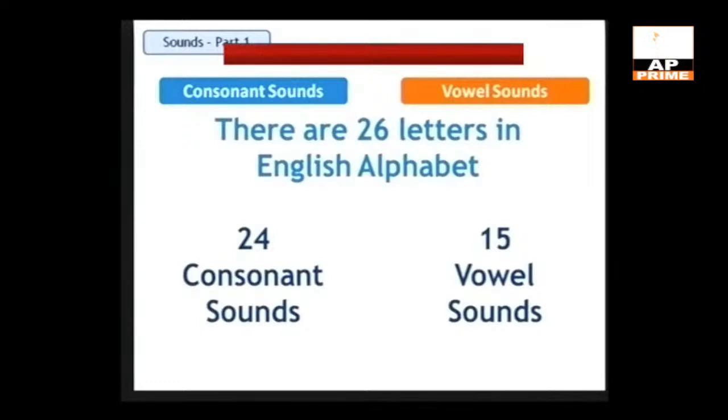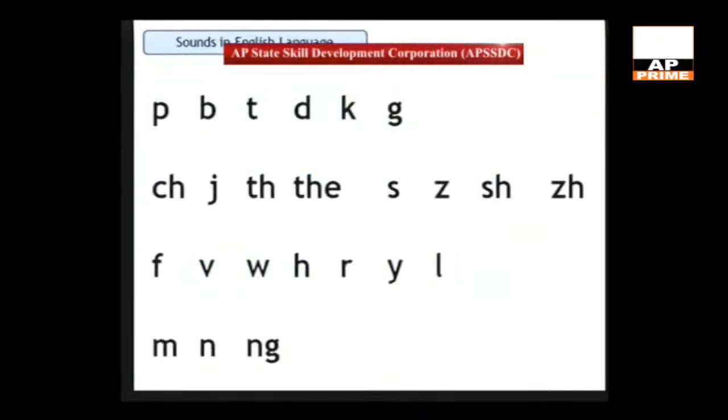Even though there are 21 consonants, there are 24 consonant sounds. You need to understand how consonants are different from consonant sounds and how vowels are different from vowel sounds. You need to master this combination of 24 plus 15 in order to be perfect with the pronunciation aspect. Alright, so these are the sounds in the English language as far as consonant sounds are concerned. I'm going to tell you how to pronounce these sounds.